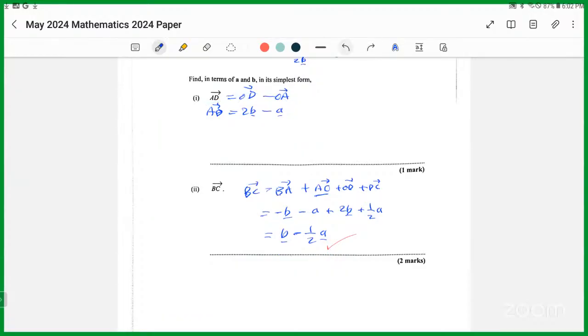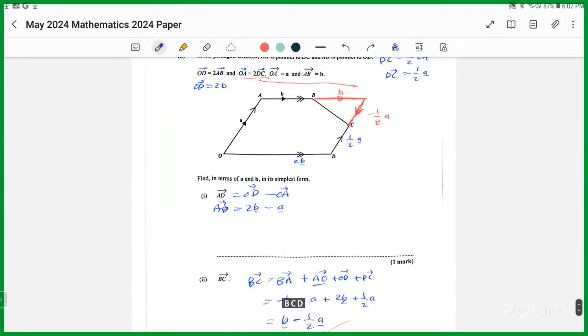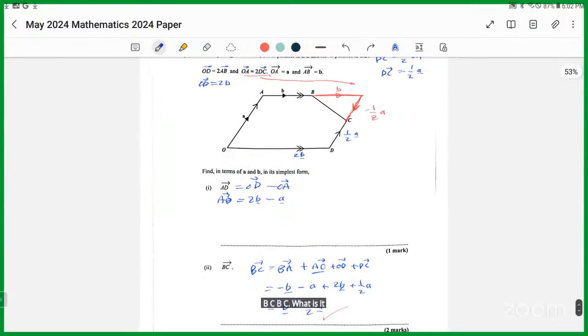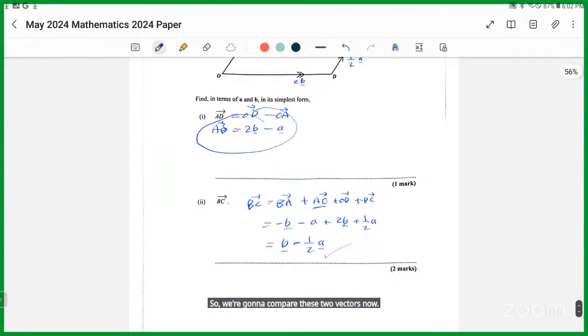Now, the best way to compare them is that they're going to be parallel, right? BC and AD, right? So BC is this side and AD is this side. They're going to be parallel, but I want a relationship between the length of them. How long one is more than the next. It looks like a two-times relationship, but we have to let the calculation tell us. So we're going to compare these two vectors now, AD and BC.